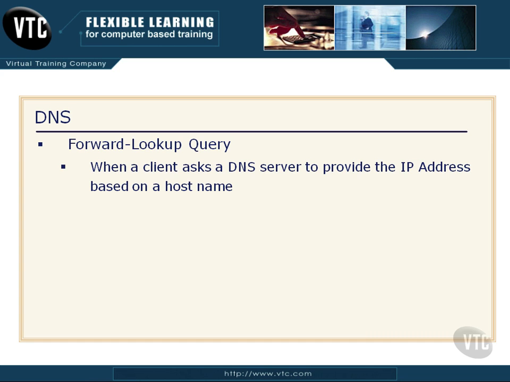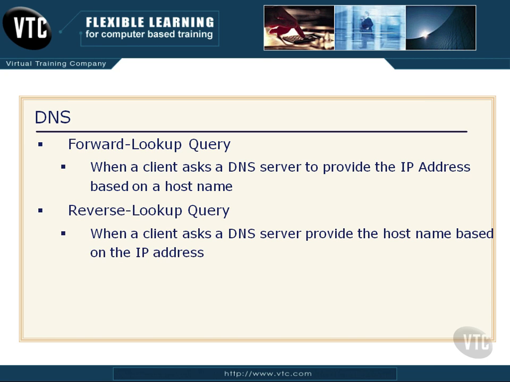name, Microsoft.com or whatever. A reverse lookup query is when a client asks a DNS server, hey, I've got this IP address. They sent me something. Tell me what the host name is for this guy. So that's just the reverse. Now, these are also called PTR or pointer records that are used to provide this reverse lookup information.